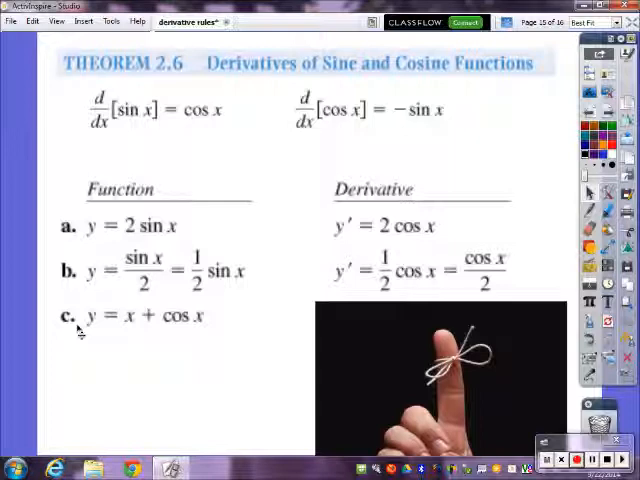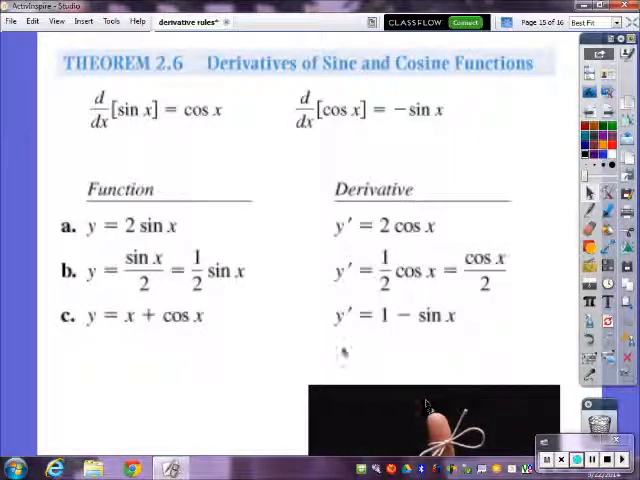And then for c, this is the sum and difference rule. So I can take the derivative of x, I can take the derivative of cosine, and then just write it out.